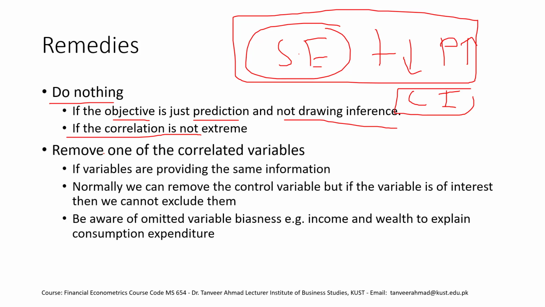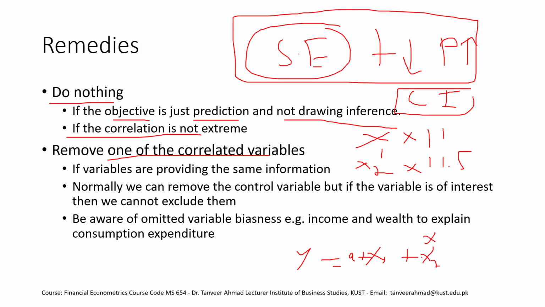The second is to remove one of the correlated variables. So we saw that x1 and x2 were both correlated. They had a correlation of 0.9 and the VIF turned out to be 11.5. So one of the remedies is to remove either x1 or x2 from the model. If previously our model was alpha plus beta 1 x1 plus beta 2 x2, then we might drop one of these variables, and our model would simply become, let's say, alpha plus beta 1 x1. Then the multicollinearity issue would be resolved.